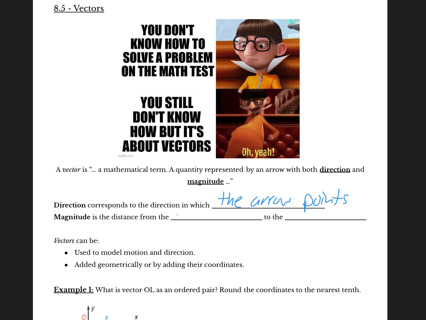So it starts at the initial point and it ends at the terminal point.